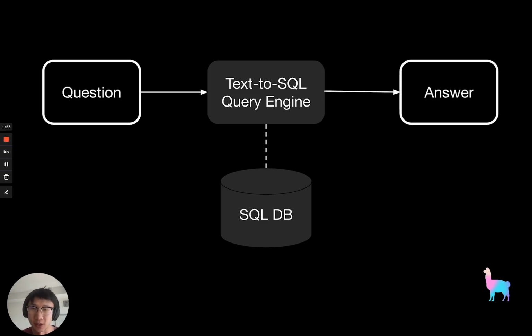It turns out models like GPT-3 and GPT-4 are pretty good at doing text-to-SQL. You can basically compile natural language into SQL as a declarative language, execute the SQL statement against a SQL database, and get back a final answer.